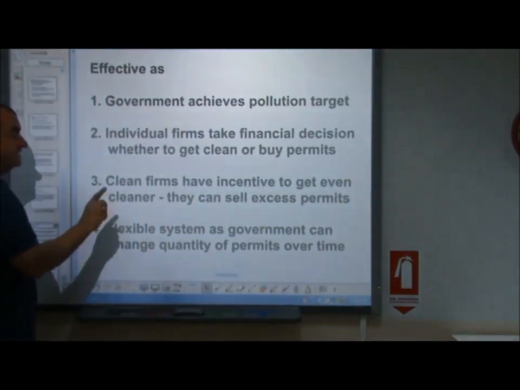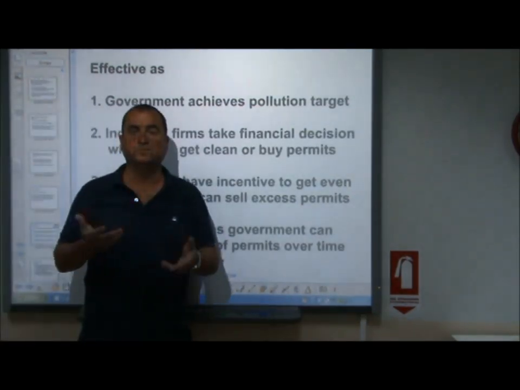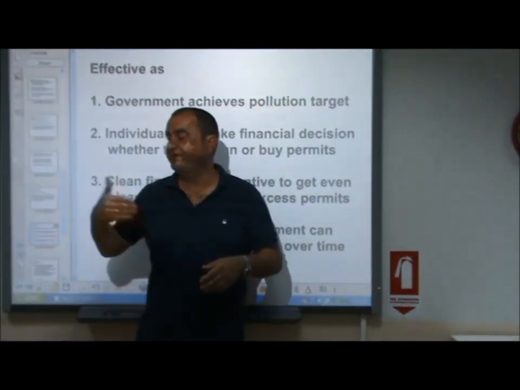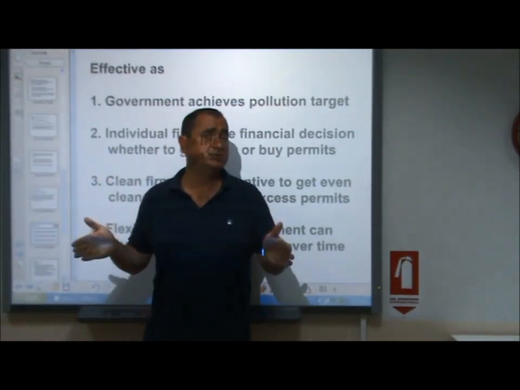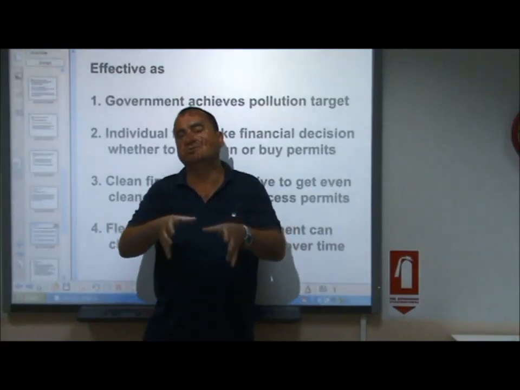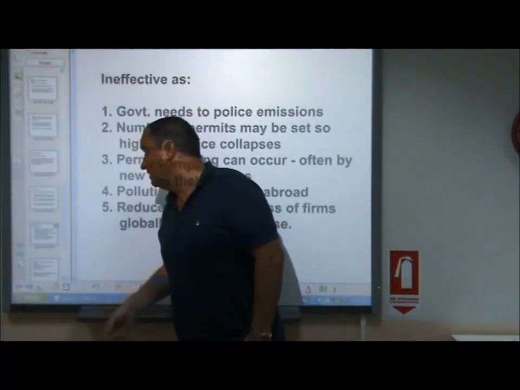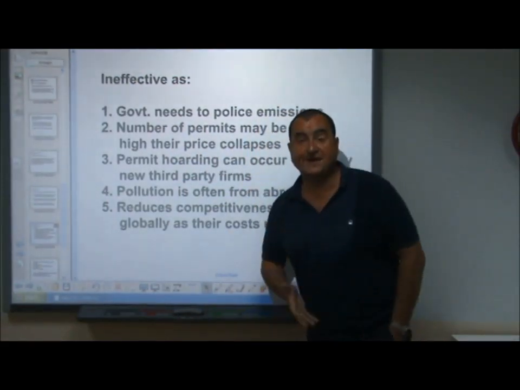And fourthly, it's a flexible system, as governments can change the quantity of permits over time. So the government can issue permits for 2 years, and then in the next 2 year cycle, they may issue 5% fewer permits. This is getting the industry cleaner over time. But these are the reasons why it's an effective system, but it can be ineffective as well.